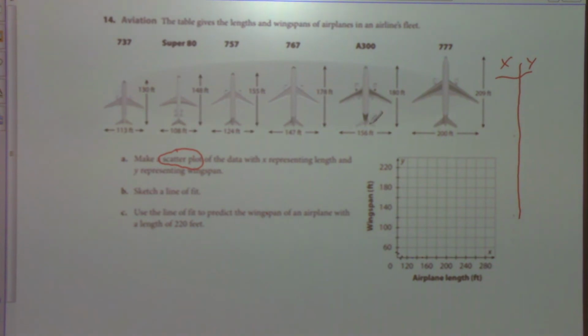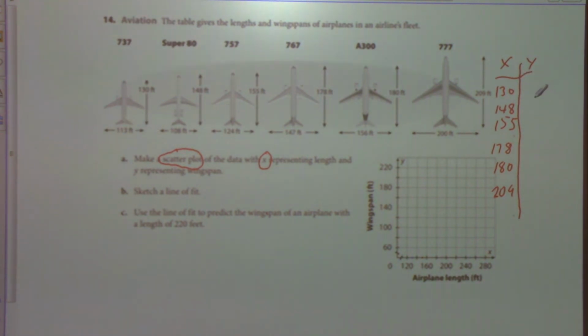So here it says X representing length. And so here are the lengths right here, right? So if we just go 130, 148, 155, is that what it is? And then 178, and then 180, and finally 209. And then we can come over here and just write these things down.